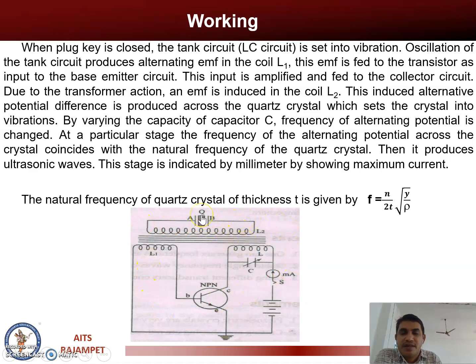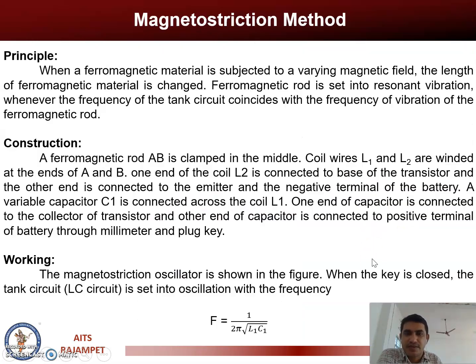When the natural frequency of the quartz crystal coincides with the alternating potential across AB, then we can get the ultrasonic waves. The natural frequency of a quartz crystal of thickness t is given by f equal to n by 2t square root of Y by rho. By using this formula, we can find the frequency of the ultrasonic waves.